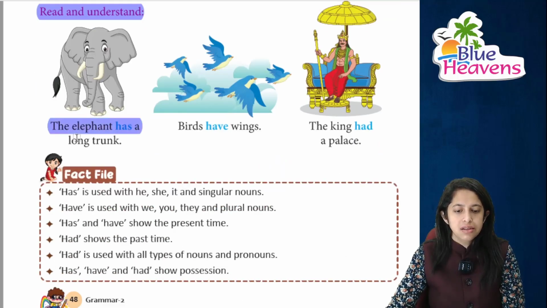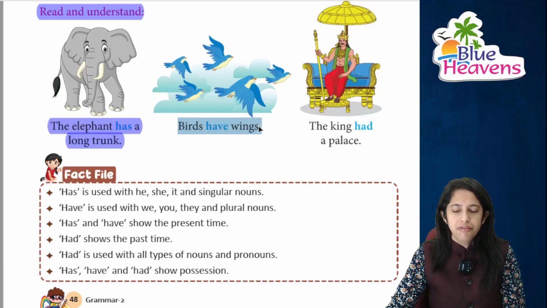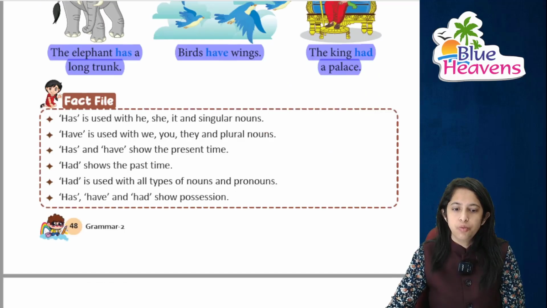The elephant has a long trunk. एलिफेंट के पास बहुत बड़ी सी सूंड है और एक ही एलिफेंट है. Birds have wings. Birds के पास क्या है, wings हैं, बहुत सारे wings हैं. The king had a palace. King के पास एक टाइम पे palace हुआ करता था.